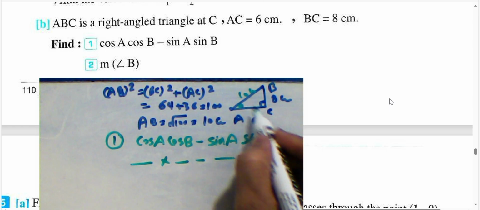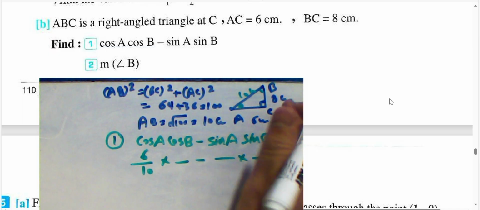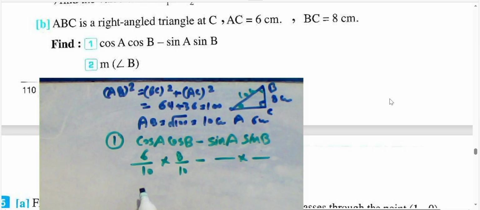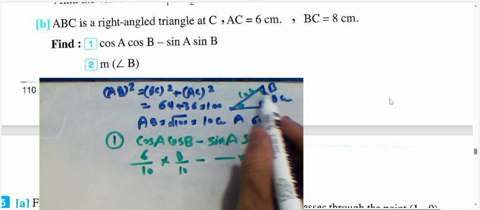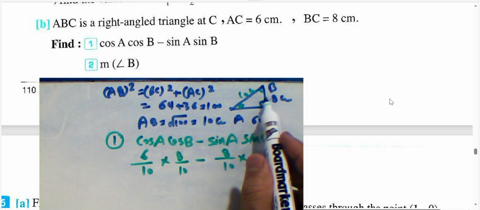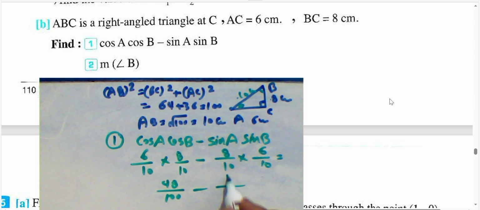Cosine A is adjacent over hypotenuse, 6 over 10, and cosine B is adjacent over hypotenuse, 8 over 10. Sine A is opposite over hypotenuse, 8 over 10. Sine B is opposite over hypotenuse, 6 over 10. The result will be what? We have similar, because 6 times 8 equals 48 over 100. We have also 48 over 100. The difference between them equals 0.